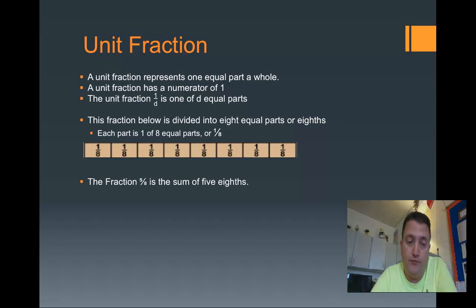The fraction 5/8 is the sum of five 1/8s. Sounds kind of like, yeah, I know that. All right. Remember, sum just means addition. All right. So 5/8, the way we can write that in unit fractions is we can add 1/8 plus 1/8 plus 1/8 plus 1/8 plus 1/8.